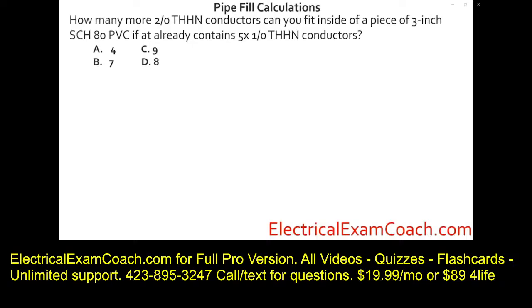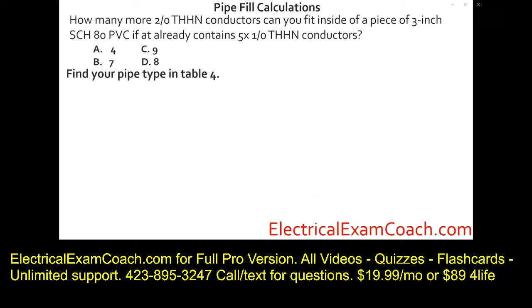It's assuming that you've already learned how to use these tables. I'm not going to be showing them on the screen. How many more 2-aught THHN conductors can you fit inside of a piece of 3-inch Schedule 80 PVC if it already contains 5 1-aught THHN conductors?